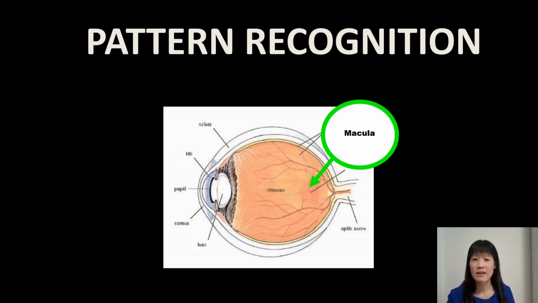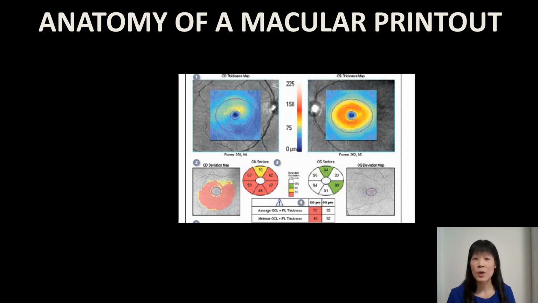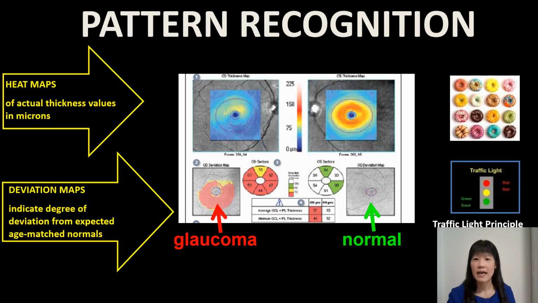It's like a donut. Now, if your donut looks kind of squashed superiorly and inferiorly, that's glaucoma. So, macula pattern recognition. Interestingly, if we look at a macular printout for spectral domain OCT, here's a printout with glaucomatous and normal features. If we look at the details, we have the top row of heat maps, and then the bottom row of deviation maps.